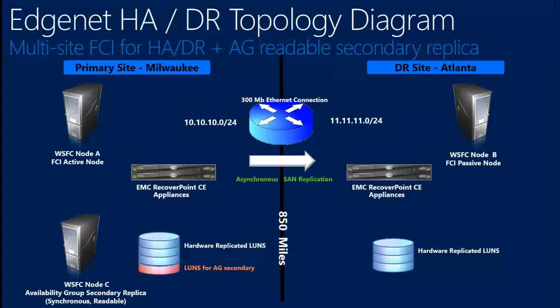We are also using availability groups at our primary site to offload work off the primary server for reporting services. So we're actually using a combination of a failover cluster instance across sites and then an availability group locally to provide offloading from the main server.